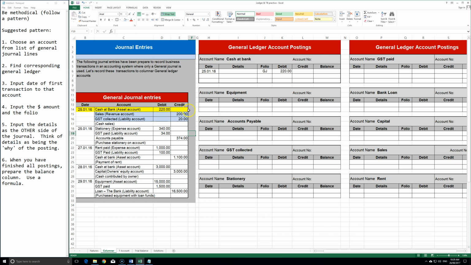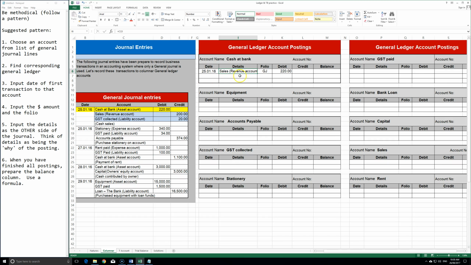Sales and GST collected. The way to think about this is to think of the details column here as being the why. Why did the cash at bank account get debited for $220? What business event occurred that increased our bank account's balance? Well, if I put GST collected here, it would not be helpful for anybody. It would be as if, for no reason at all, we've collected GST. And that's why we collected $220 into the bank account. It makes much more sense to have sales in here.